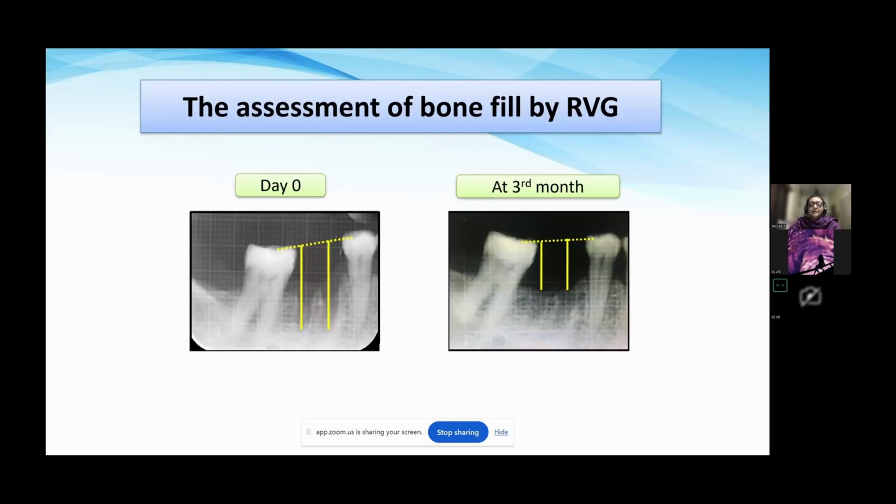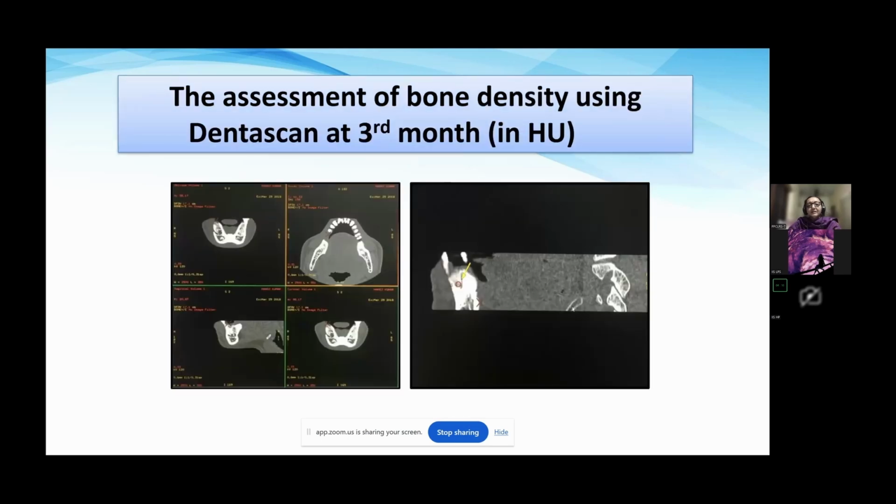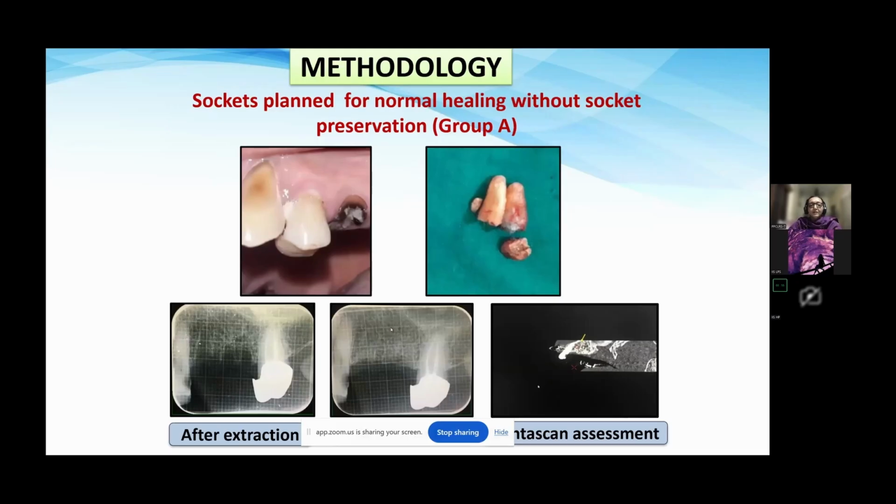At day 0, the depth of the socket was measured from a reference line connecting 2 fixed points on the occlusal surface of 2 nearby teeth. And the same measurement was repeated at the end of 3rd month from the same reference line to the bone fill achieved, and it was measured in millimeter scale. The assessment of the bone density using DentaScan was done using a circular histogram. Both the average bone density and the most densified area were identified, and the measurements were tabulated in Hounsfield units. This was the methodology followed.